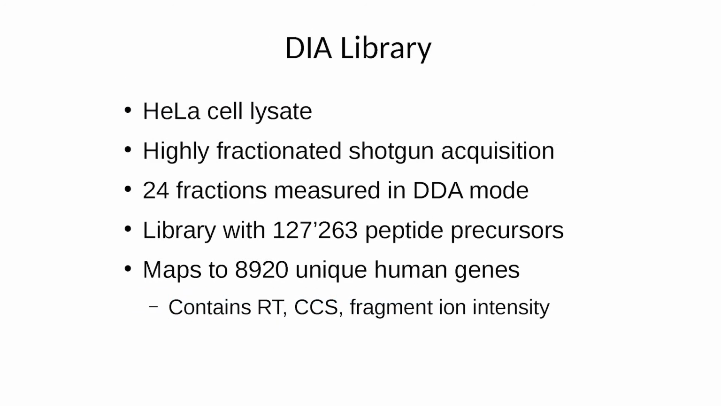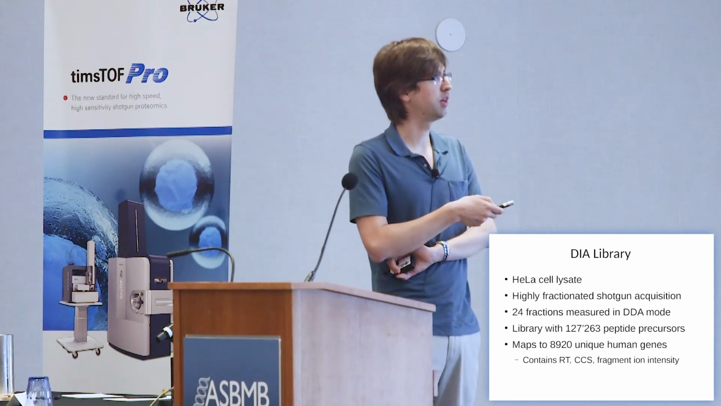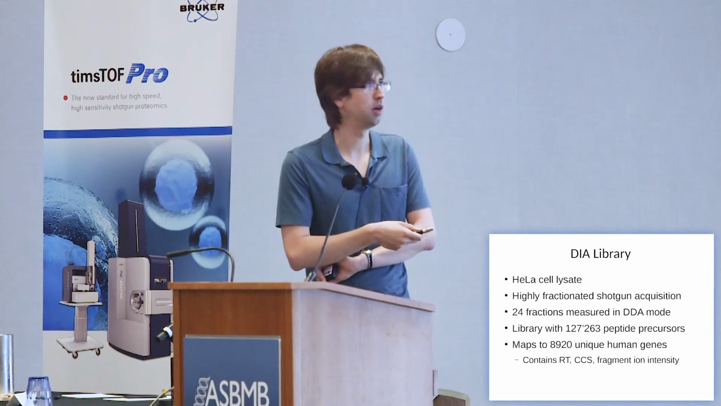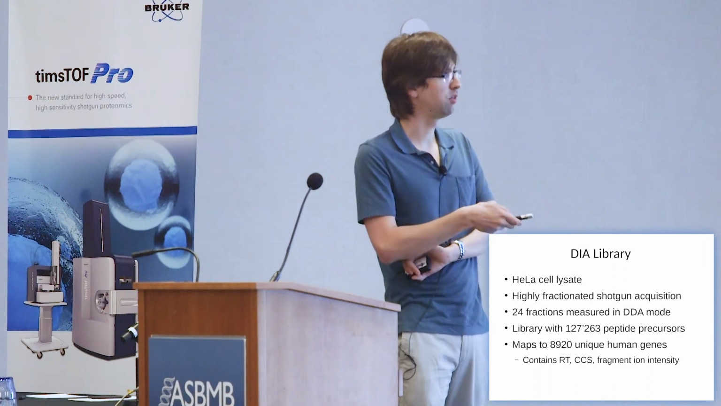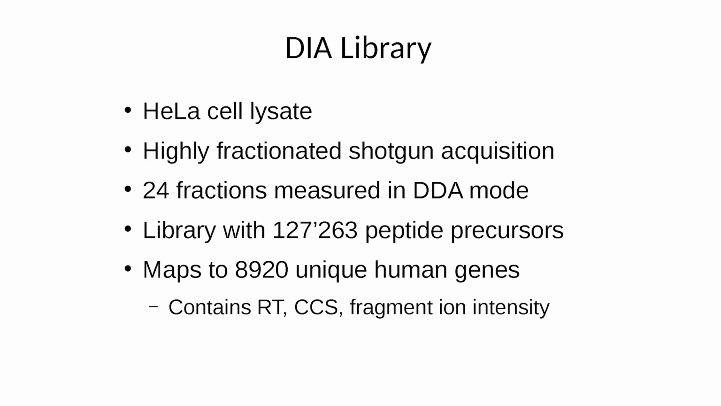So the first thing we did was we went back to HeLa data. We took a HeLa cell lysate, we fractionated it into 24 off-gel fractions, and generated a spectral library with about 130,000 peptide precursors, mapping to almost 9,000 unique human genes. And as traditional, a spectral library contains retention time and fragment ion intensities, but now, for this particular case, we also have collisional cross-section for all of these 130,000 peptides.